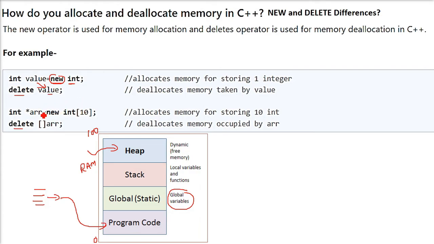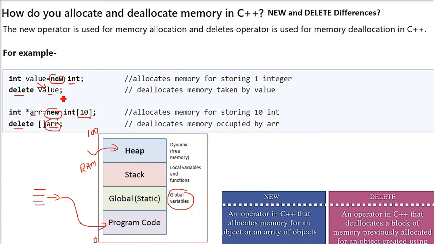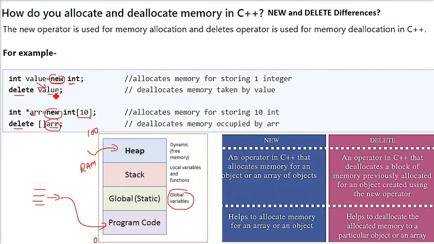Here we are allocating memory for storing 10 integers. New will allocate 10 spaces of contiguous memory for these integers, but this delete will deallocate the memory occupied by the array. Now let us see the references one by one again.